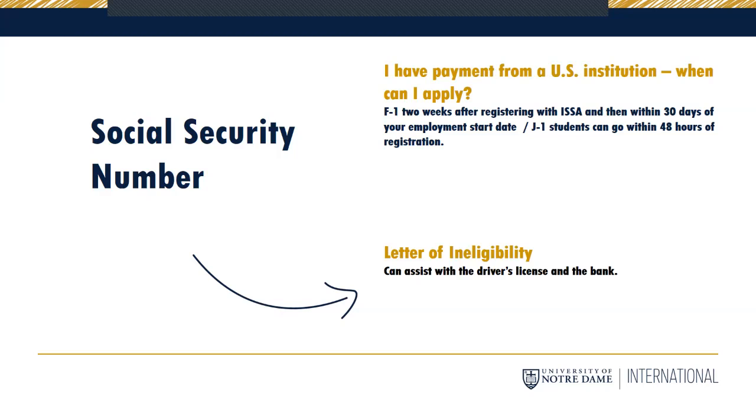For J visas, which goes through a different system, you have to wait 48 hours. So just to reiterate, for F students, you're going to wait 2 weeks. For J students, you're going to wait 2 business days, so a total of 48 hours. There's also something called a letter of ineligibility, and this can assist you if you need to obtain a driver's license or set up a bank account.